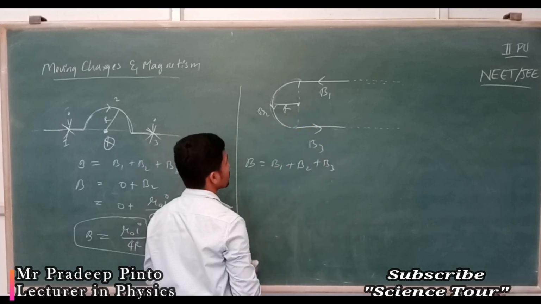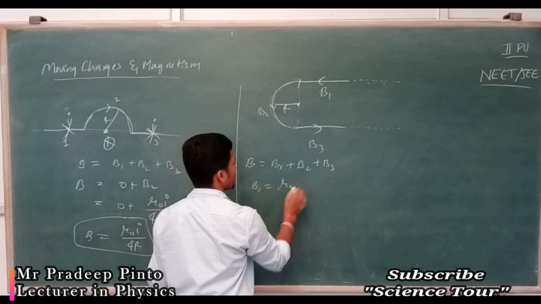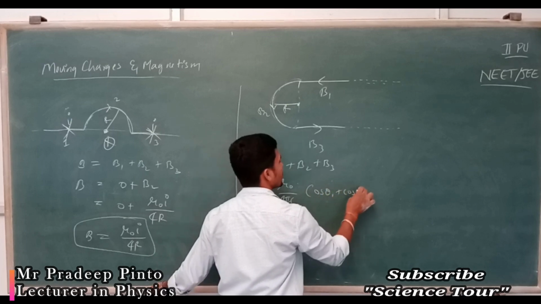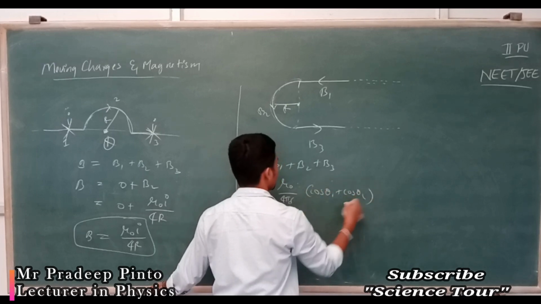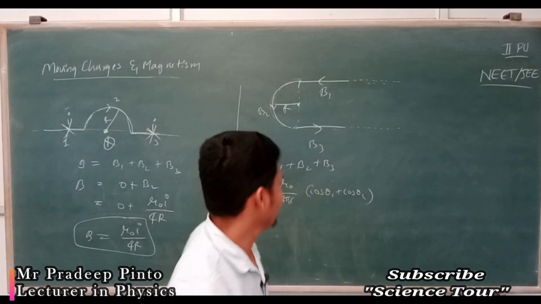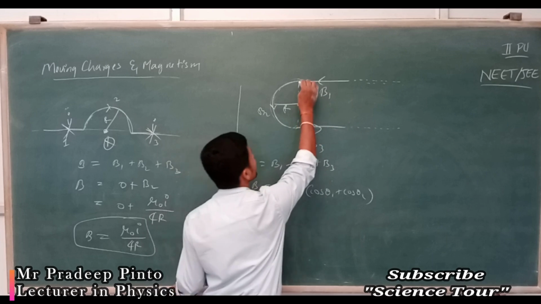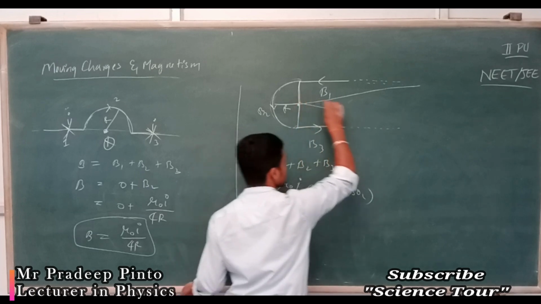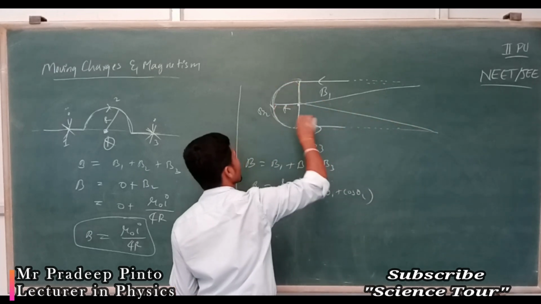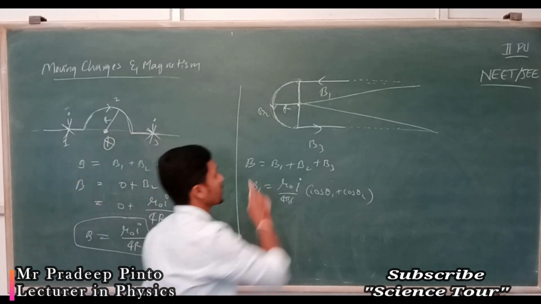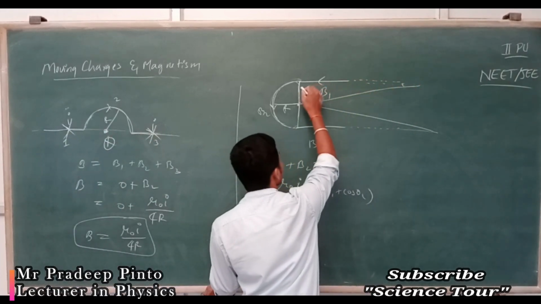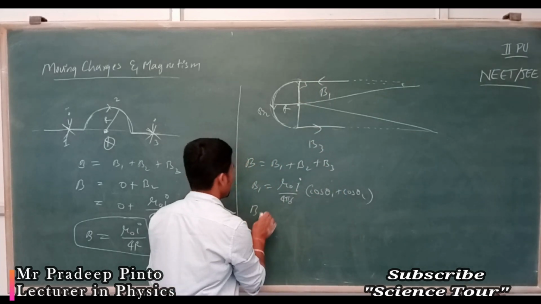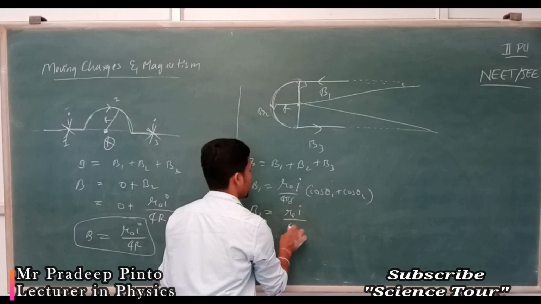I will write down separately so that B1 is nothing but mu naught divided by 4 pi d into cos theta 1 plus cos theta 2, right? Okay, so what was the formula? That is mu naught I, isn't it? So I can place it like this, I can do it this way, and I can find out this value, right? So for the infinite wire theta is 0 and here it is 90 degrees. Cos 90 means how much? 0. Cos 0 means 1. So B1 becomes mu naught I divided by 4 pi d.